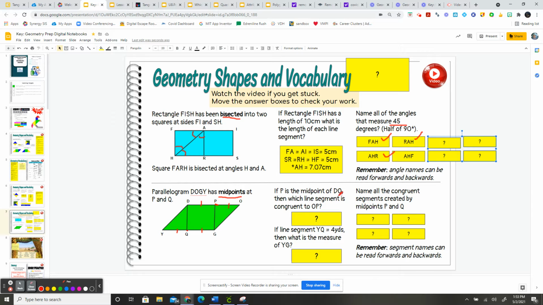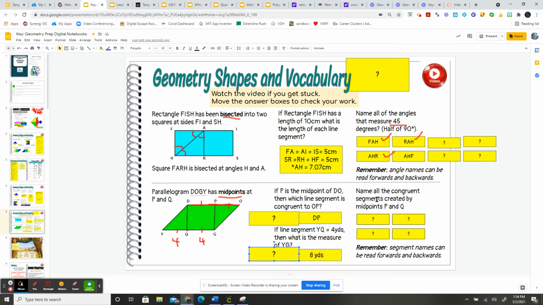If P is the midpoint of DO, then which line segments are congruent to OP? Well, OP is congruent to DP. So let's go ahead and check that. OP and DP. If line segment YQ is 4 yards, so we can put a little 4 right there, then what is the measure of YG? Now YQ was half of it, which means QG is the other half, which means that total should be 8 all the way across. So halfway across is 4, halfway across is 4, all the way across is 8.